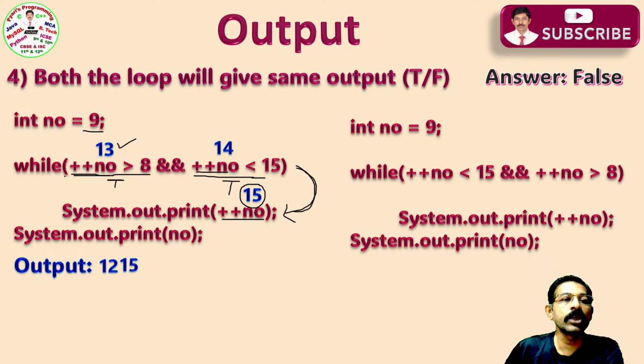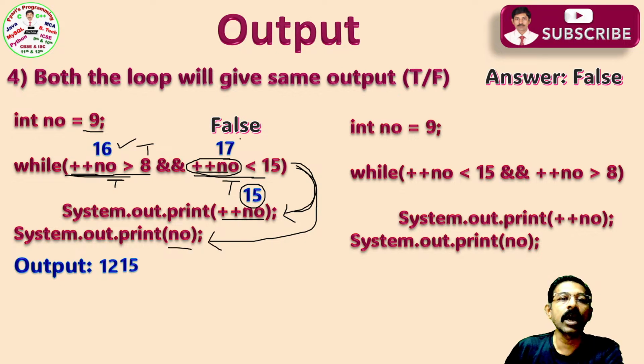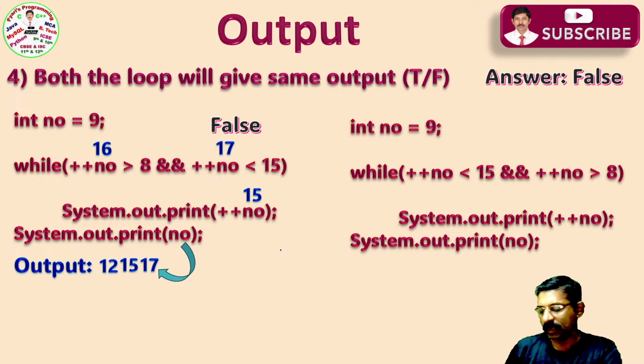Again it will move to the condition part where pre-increment will make it 16. 16 greater than 8, condition true. Pre-increment is there, 17. 17 less than 15. Now the condition is false. And I will come out of this loop, and after coming out of this loop, I am having a display statement where NO value is the last one, that is 17. So we got 17.